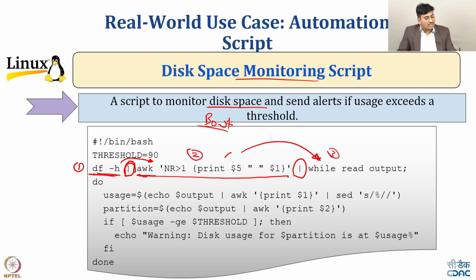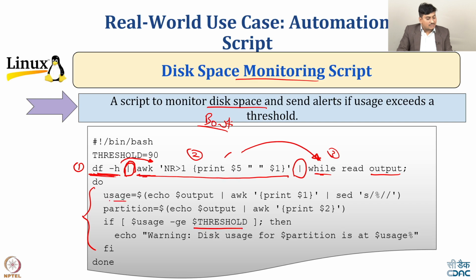So here, in the very first stage, the output of this command is passed to this, and the output of this command keeps on being passed to this, and we are running the while loop where we are continuously trying to monitor that particular partition and compare its value with the threshold value we have put.